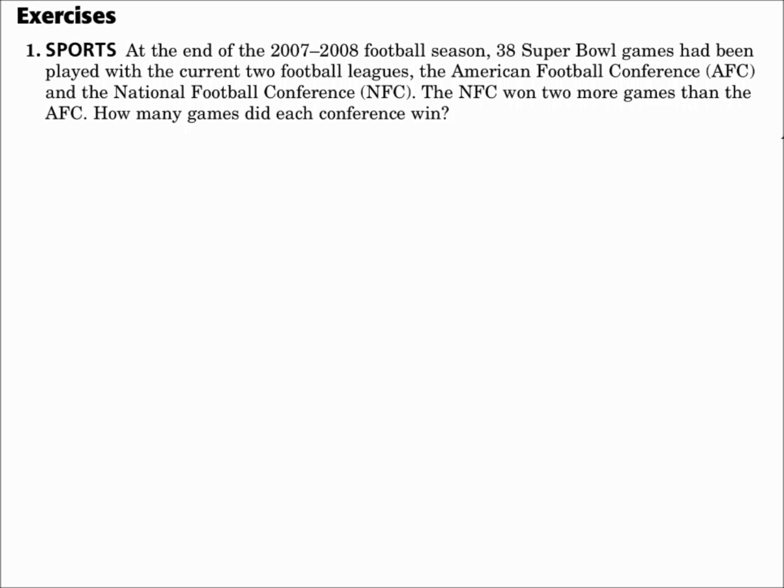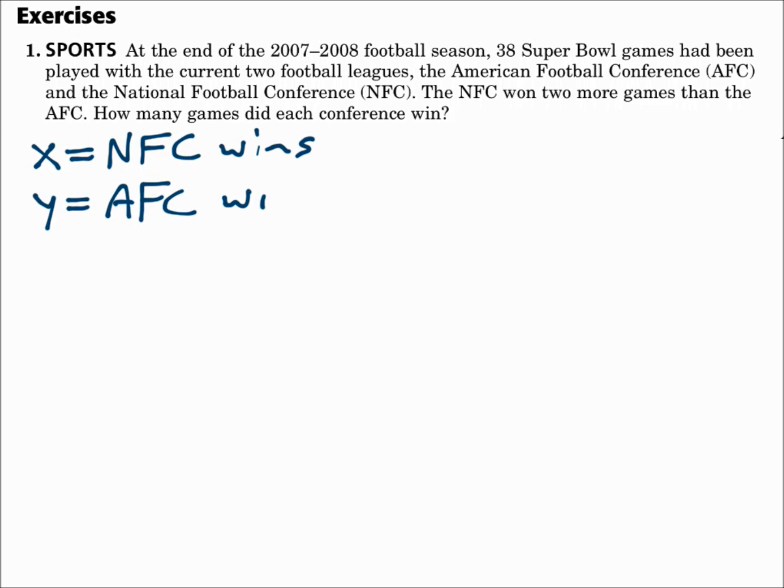Well, first let's identify the variables here. The variables will be how many games each conference won. So let's have X be the number of NFC wins, and Y will be the number of AFC wins.